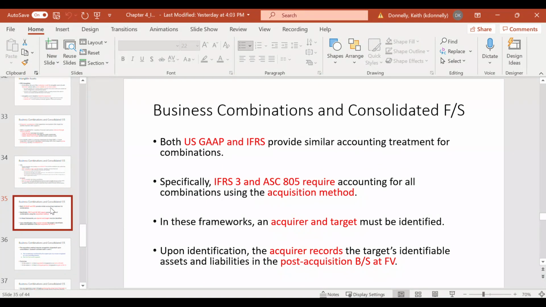So, talking about business combinations and consolidated financial statements, both US GAAP and IFRS are going to provide similar accounting treatment for them. Specifically, both are going to use a type of acquisition method. In these frameworks, we're going to have the acquirer and target, and obviously they have to be identified. Upon identifying them, the acquirer, in this example A acquires B, is going to record the target B's identifiable assets and liabilities in the post-acquisition balance sheet at fair value.